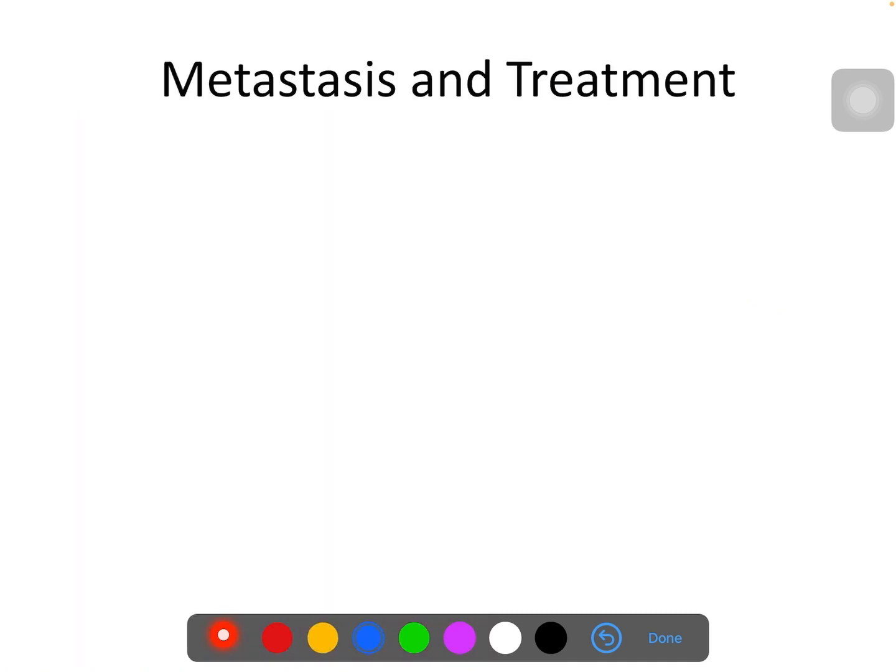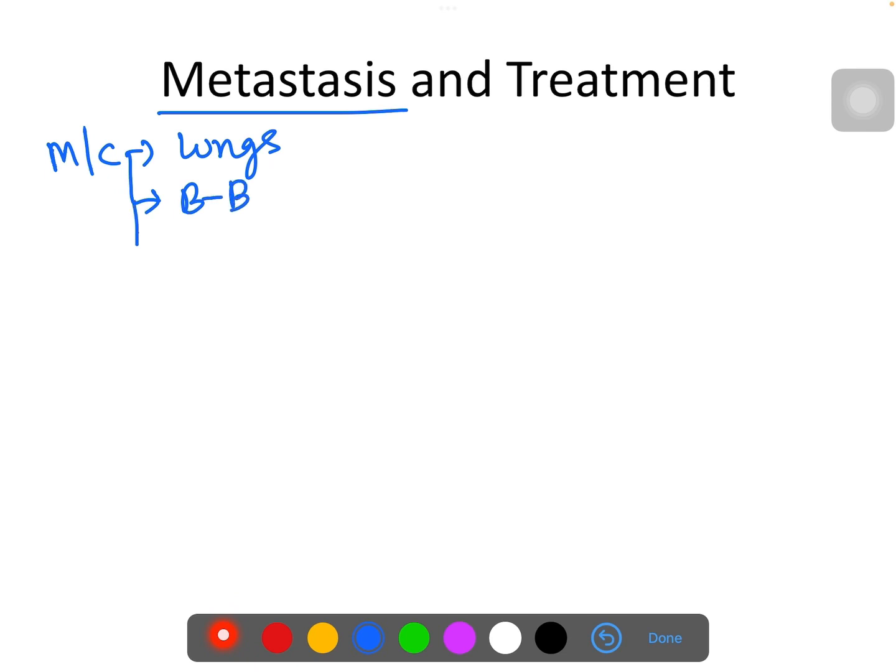Now, we have already talked about metastasis. The commonest site of metastasis is the lungs, that we also call pulmonary metastasis. Similarly, it can spread to bone, and it can even go to the brain.